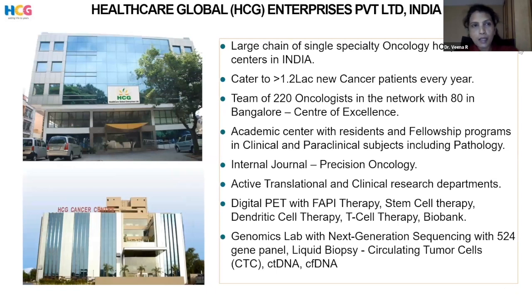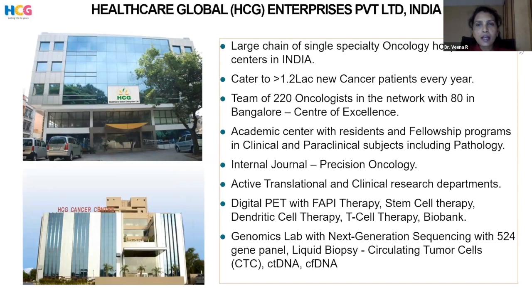I'm a pathologist at HCG, and I'm sure most of you are aware of it. This is a large chain of single specialty oncology hospitals. We have about 24 centers across India, and we cater to more than 1.2 lakh new cancer patients every year. We have a team of 220 plus oncologists in our network, and about 80 of them are in Bangalore. Let me tell you that our clinicians are one of our strongest supports for adoption of digital pathology.